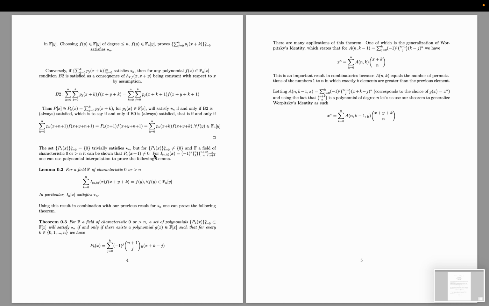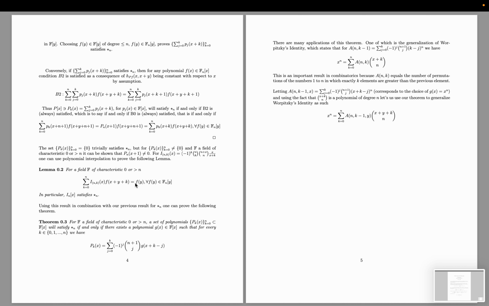Okay, and then we can get one more result here, which we won't really be proving any further results, but we can talk a little bit about where they come from and applications that we're able to get out of this work. So one more definition here. For I sub nk of x equal to this thing, we can use the concept of polynomial interpolation to prove the following lemma.